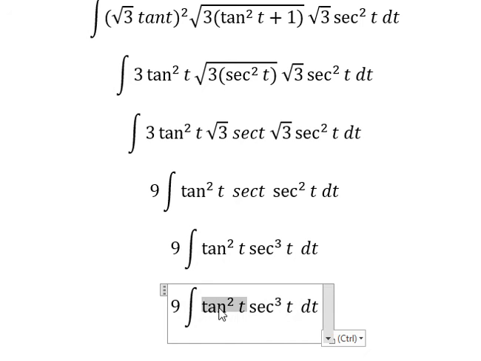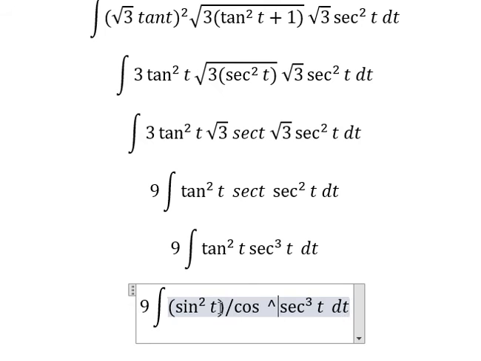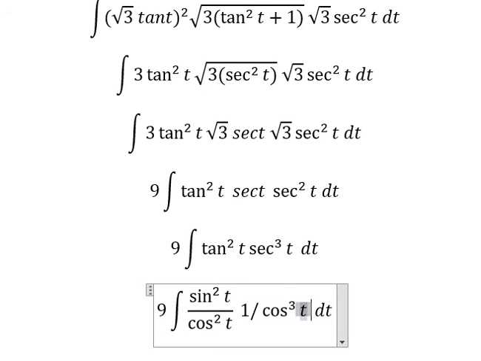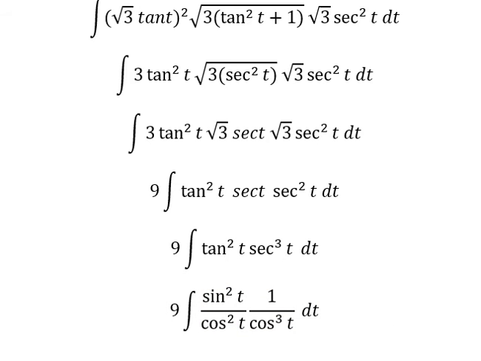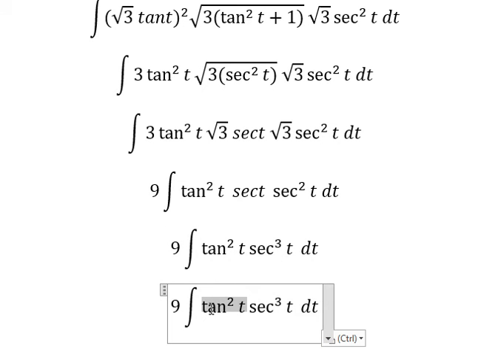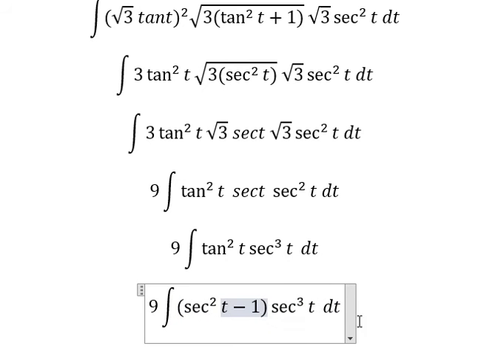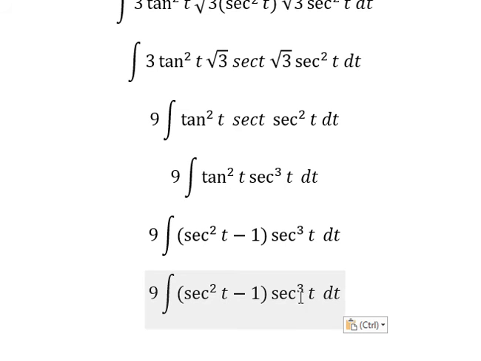So this one we change to sine t squared over cosine t squared. This one we change to 1 over cosine t to the power of 3. So this one we cannot go anywhere, so we need to return back to this one. So tan t squared in here we change to secant of t squared minus 1. So we have secant of t to the power of 3 multiplied by secant of t squared and 1.